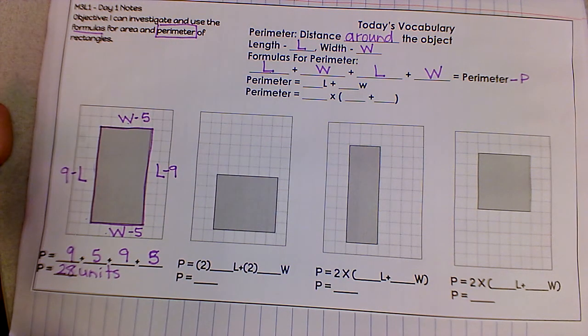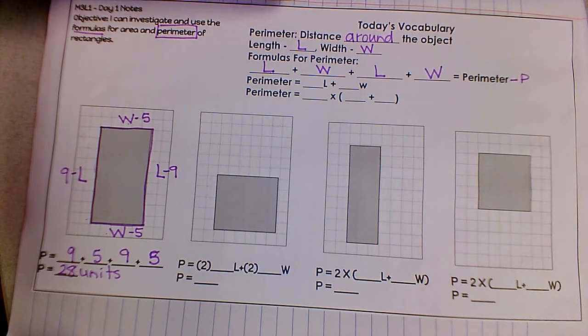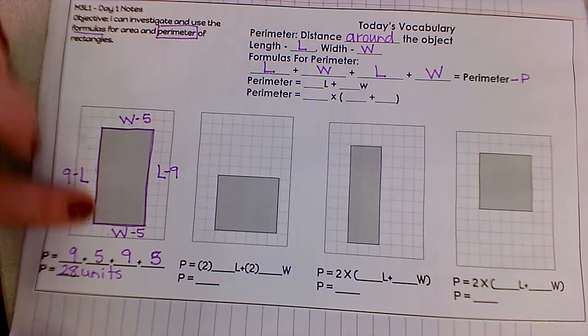So that's one formula. I can add up all the sides, because when I do perimeter, I'm doing the distance around the object, or the sides.